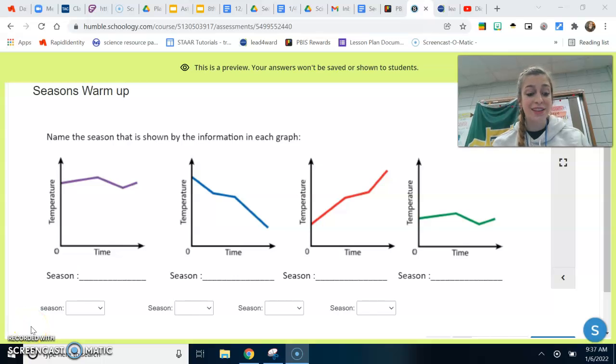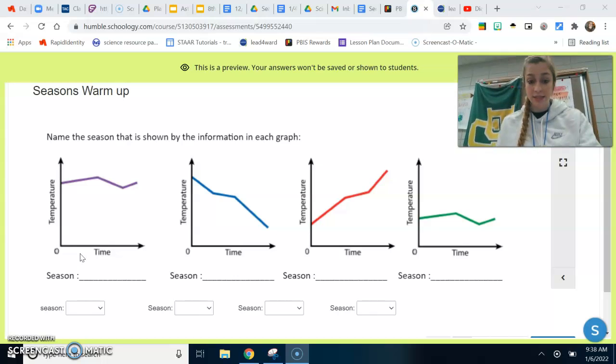Okay, so let's look at y'all's warm-up for today. It's asking you to name the season based off the graph. The graph shows temperature over time. Every time you have a graph, you need to stop and read the axes.